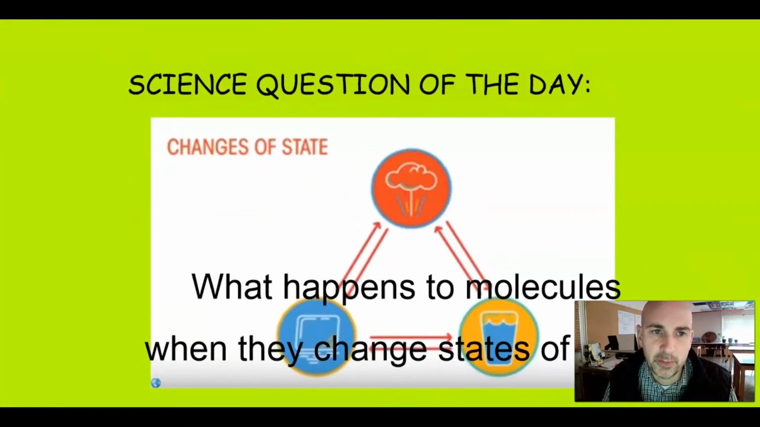Today we're going to continue on with our properties of matter unit as we look at what happens to molecules when they change state. What actually happens to the molecules of the material as they change state? Let's take a look at this and see if we can answer that question when we look at the formation of ice.